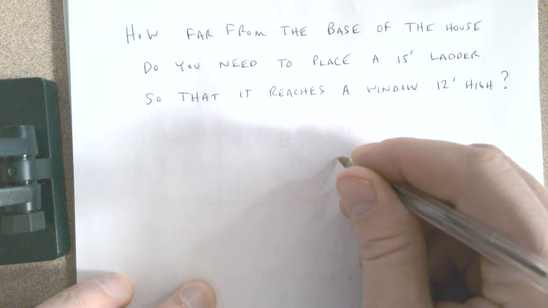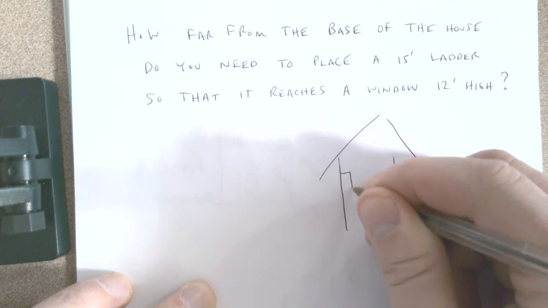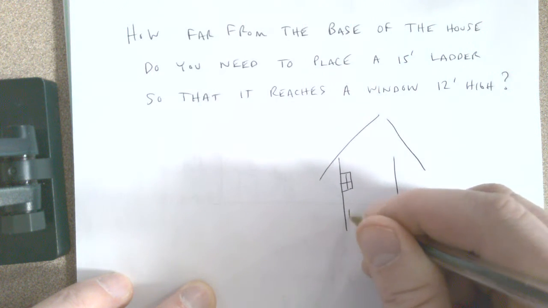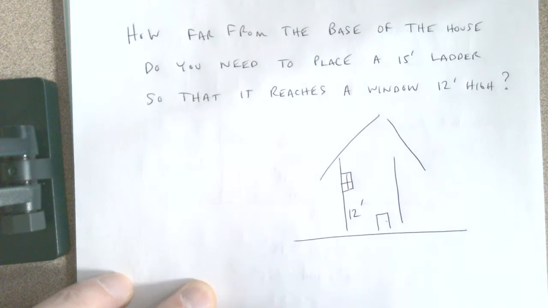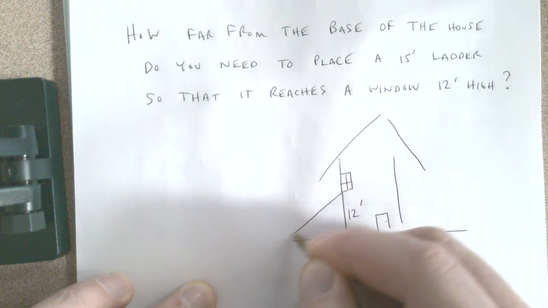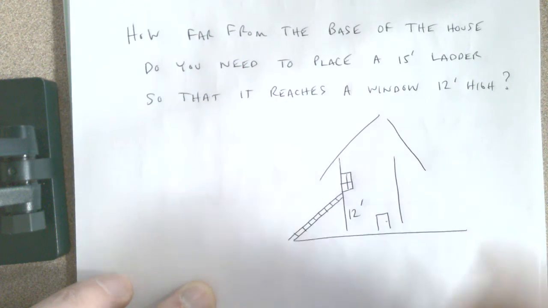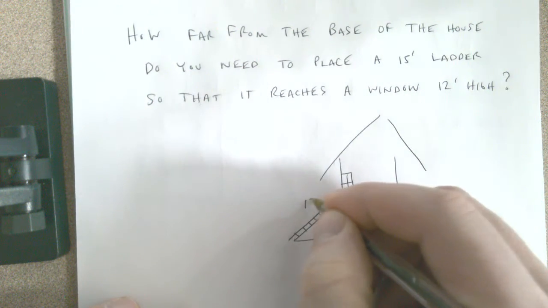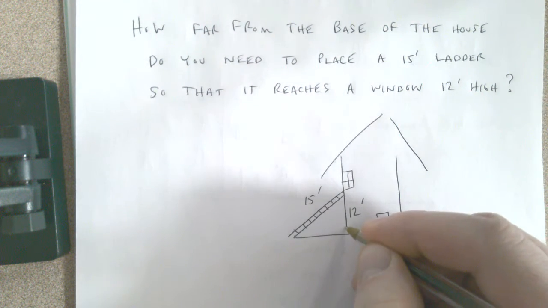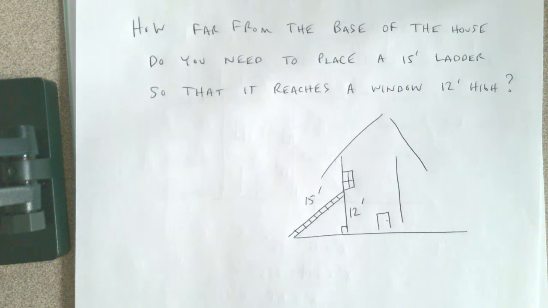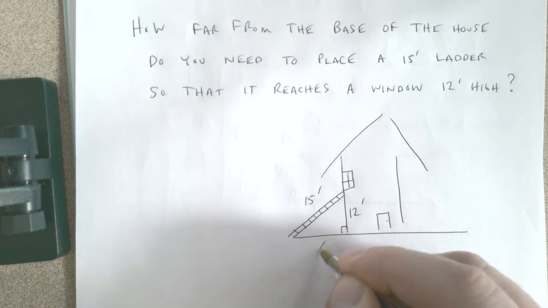So you think about, we've got our house, we've got a window that we're saying is 12 feet off the ground, and we're leaning a ladder up against the house to the base of the window. We know that the ladder is 15 feet long. Hopefully you can see in the picture that we've formed a right triangle there to be able to find the distance from the base of the house to the ladder where we're placing it.